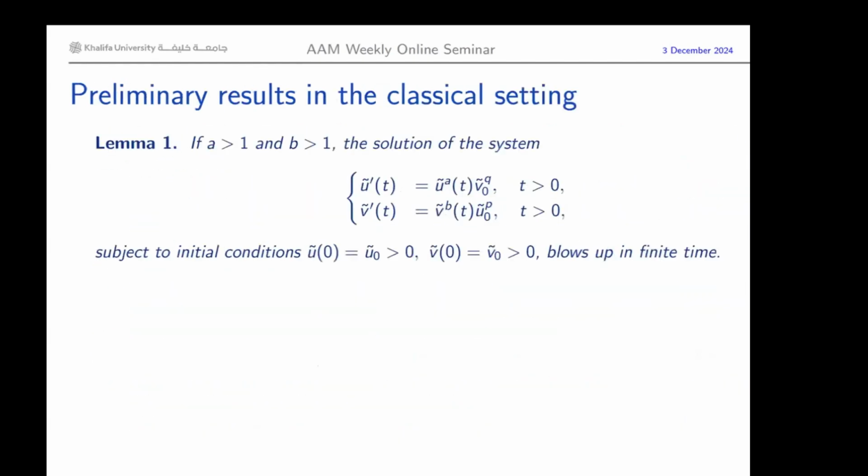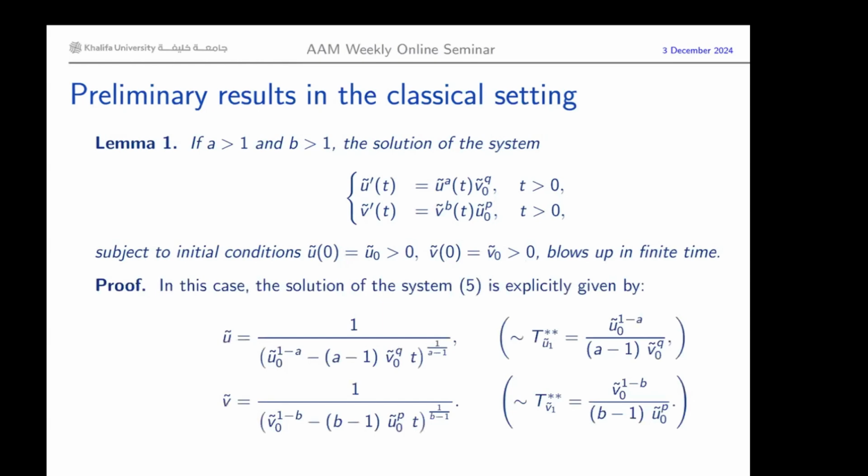So consider the first simplest case of our classical settings, by taking this part to be constant, so our system is completely decoupled. By taking A and B to be greater than 1, if our system is provided with positive initial data, then we know that the solution to the system will blow up in finite time. And the proof is extremely easy. By the usual separation of variables method, we can compute the solution. And here we know that as t goes to tu and as t goes to tv, u and v will blow up.